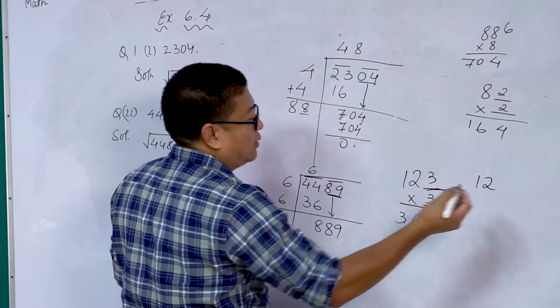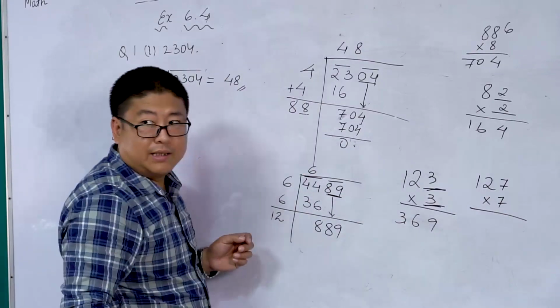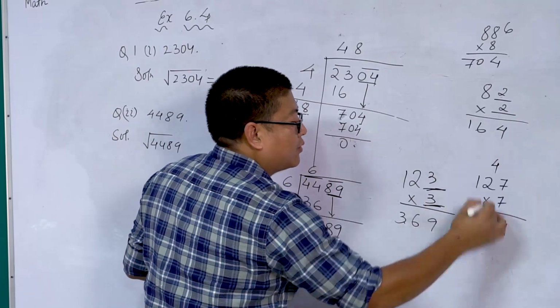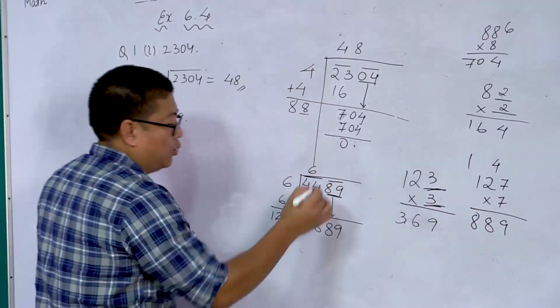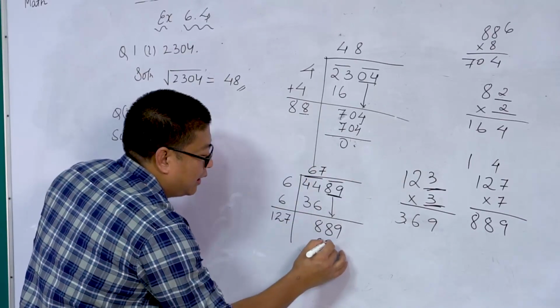The next number that you multiply to give 9 will be 7. 7 into 7 is 49. So 9, 4. 7 into 2, 14. 14 plus 4, 18, 1 in hand. 7 into 1, 7, plus 1, 8. So when you put 7 and multiply by 7, you are getting 8890.